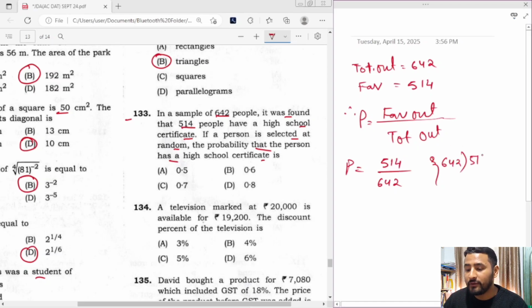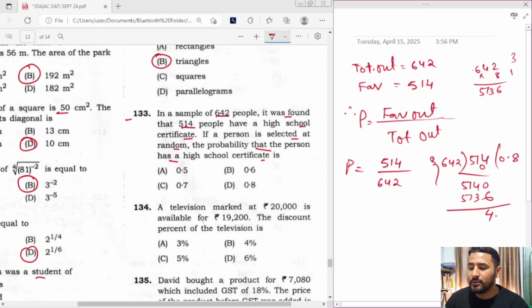514 divided by 642. I can do 60 because 642 is a bigger number. We cannot do 514. Take a point. You will give 0. 642 into how much? I can see 9. If you take 8, 8 into 2 is 16, 8 into 4 is 32, 33, carry 3, 8 into 6 is 48, 49, 50, 51. So 5136, we can take 8. So the probability we are getting is 0.8. Okay, answer is 0.8. Can you see here? Let's go to the next question.